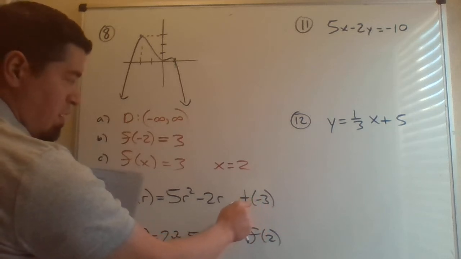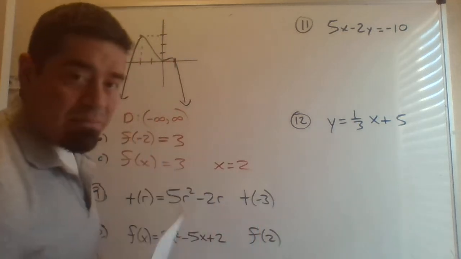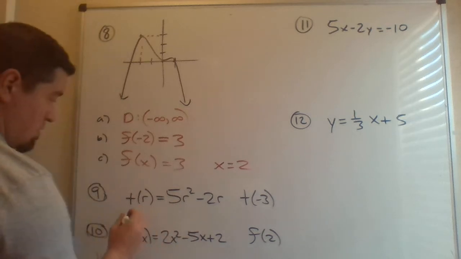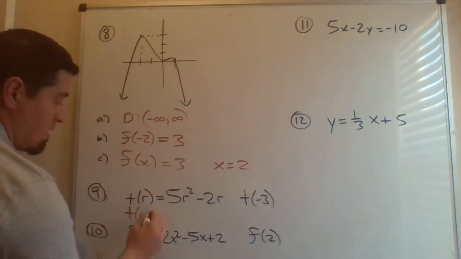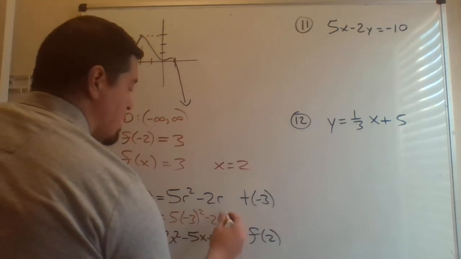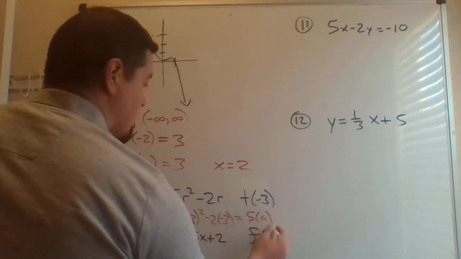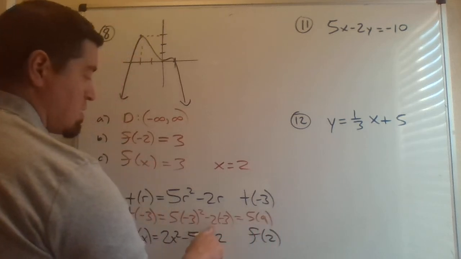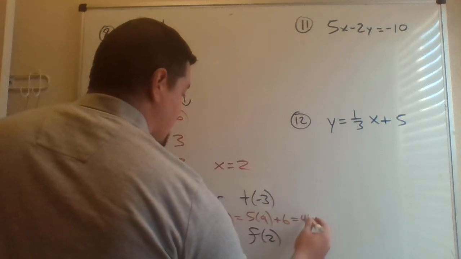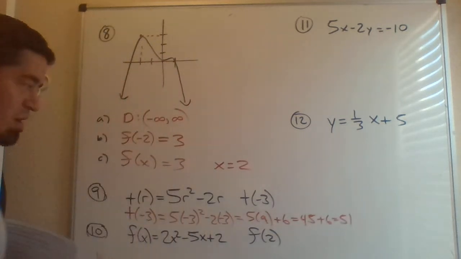Here, they give you t of r, this equation. What does this mean? That means you're just going to substitute -3 for your variable. So t of -3 equals 5 times -3 squared minus 2 times -3. Squaring that would be 9, so I have 5 times 9. Minus 2 times -3 is actually going to be plus 6. 5 times 9 is 45. 45 plus 6 is 51. So my answer is 51.